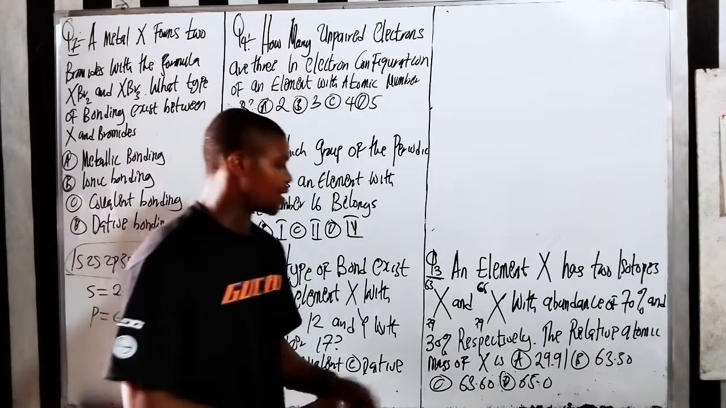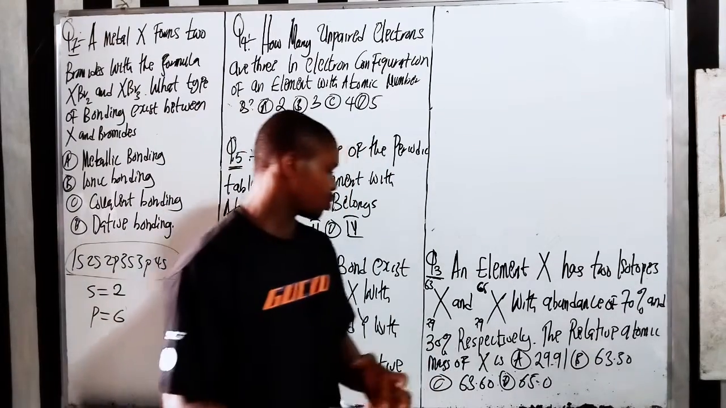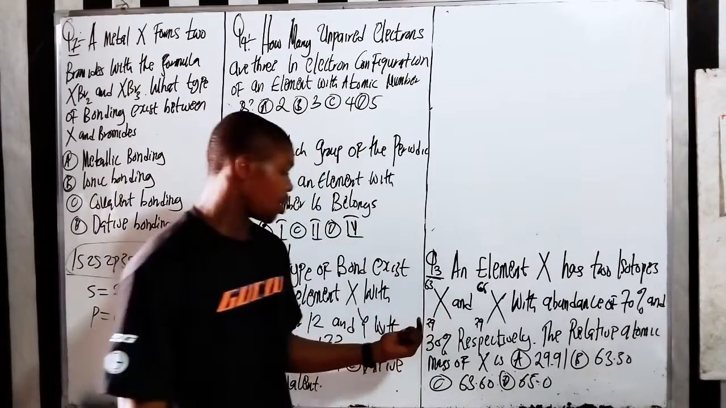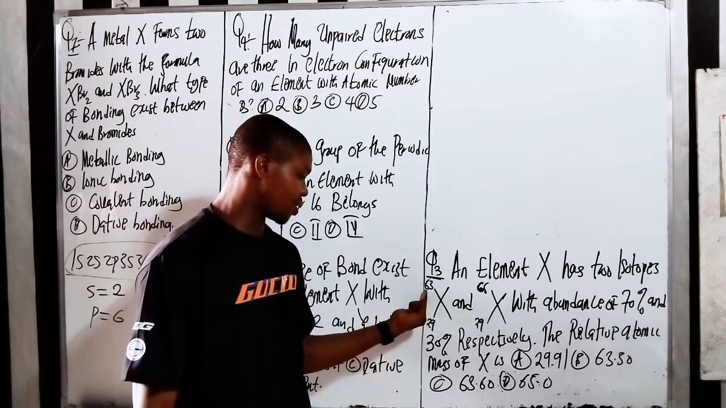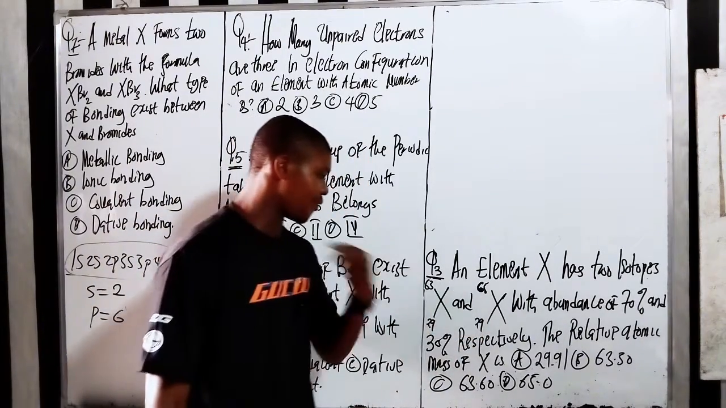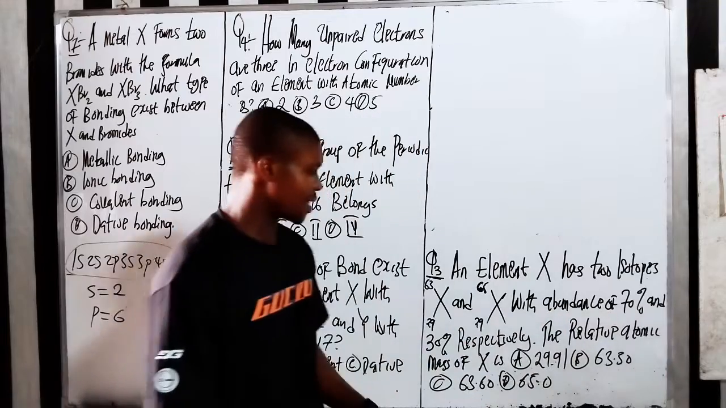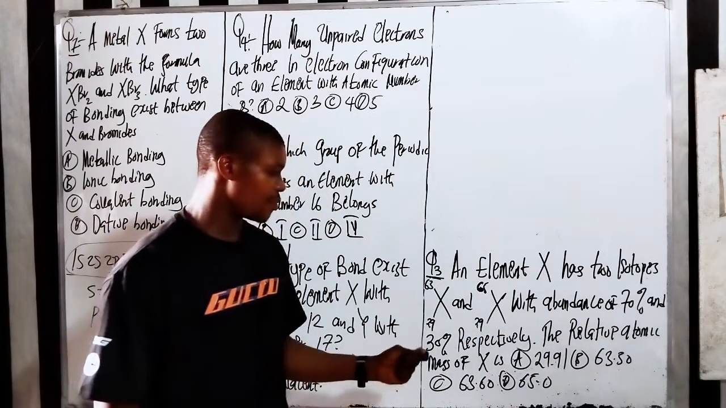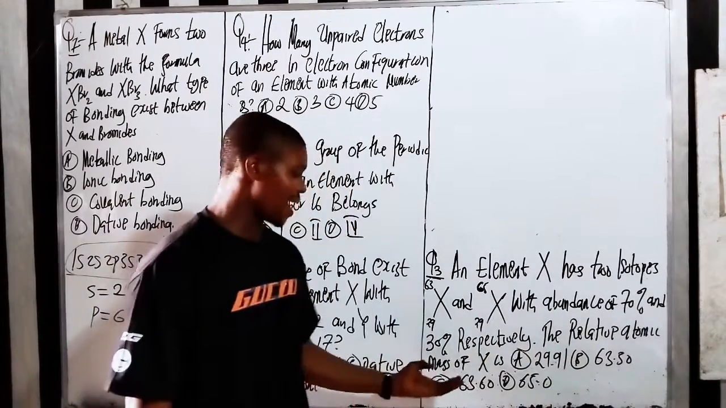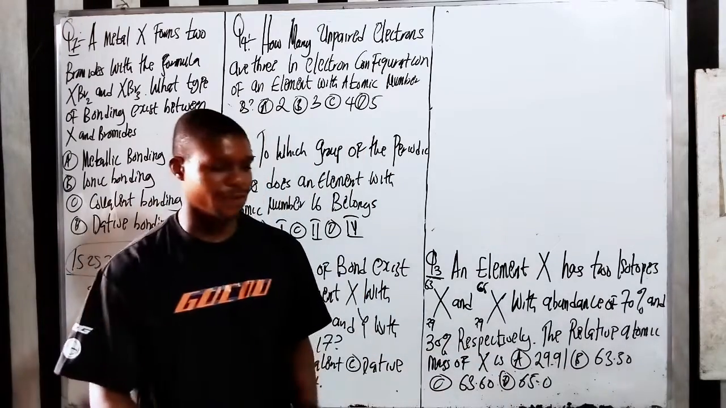So then look at this one. An element X has 2 isotopes, isotope X-63 and isotope X-65, with about 70% and 30% respectively. The relative atomic mass of X is what? So what is the relative atomic mass of X?